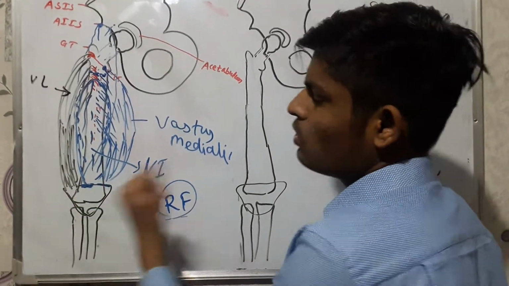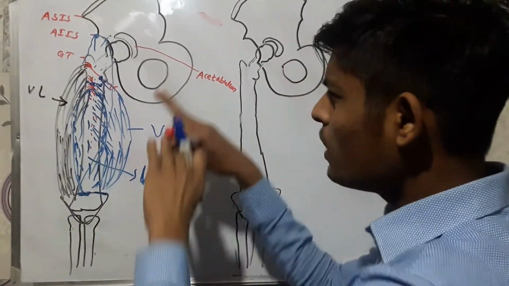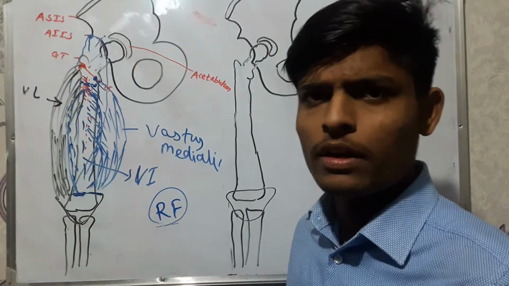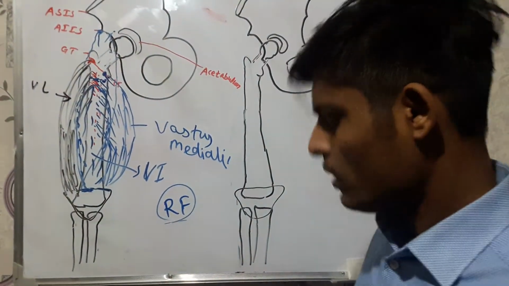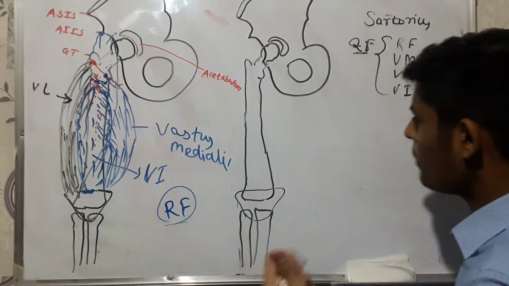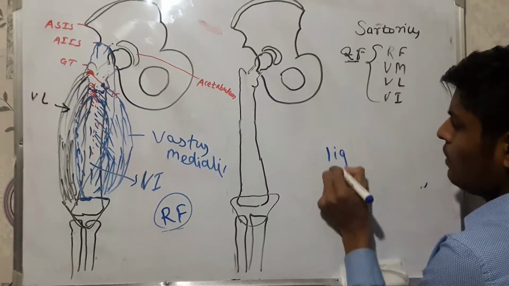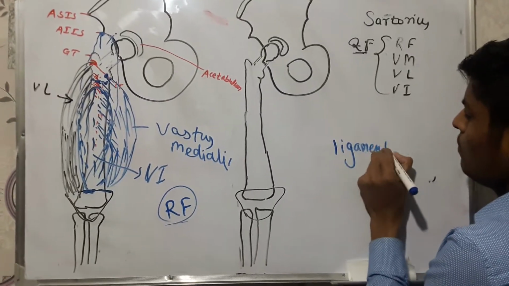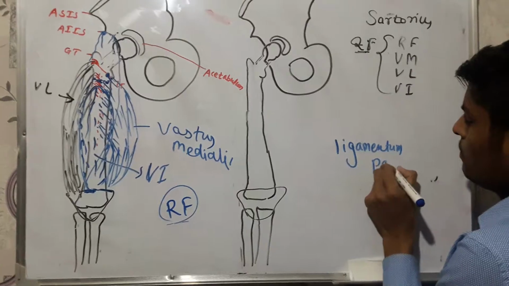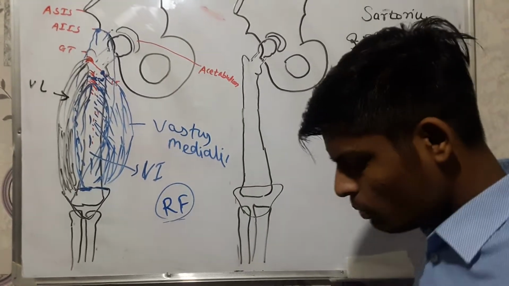So they all have insertion on the base of patella. Together all these four muscles are called quadriceps femoris. Now one thing, that is ligamentum patellae. So what is ligamentum patellae?